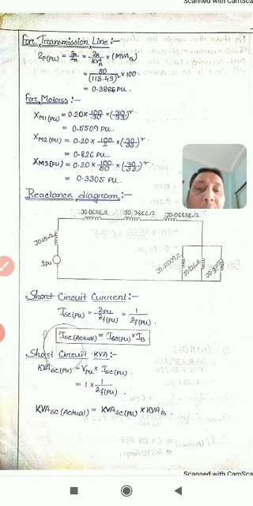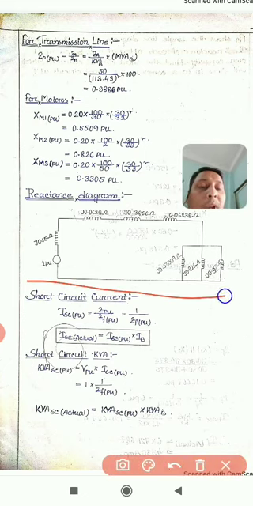Then this is the per unit diagram we are talking about. So up to this much we have studied. How to calculate short circuit current and all other things, we will see in the next class.